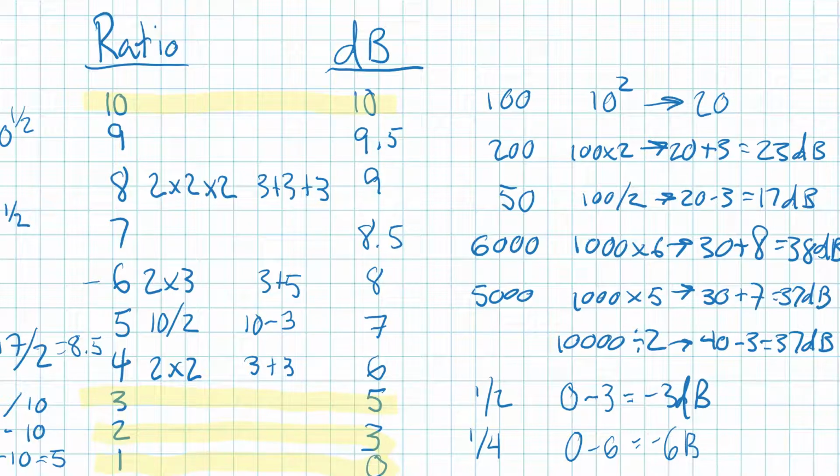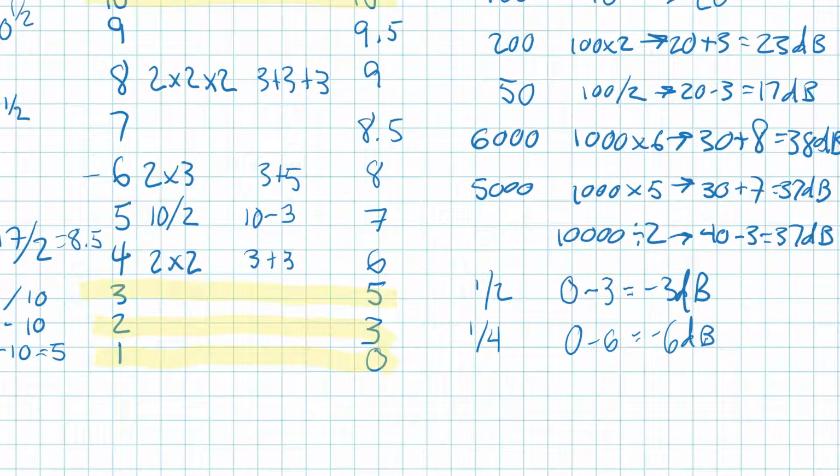Let me clean that up a little bit. So negative values in dB refer to fractions, fractional ratios. So the concept of a negative number is used differently in the dB system. It's pretty much just for fractions. Let's look at a couple more fractions.